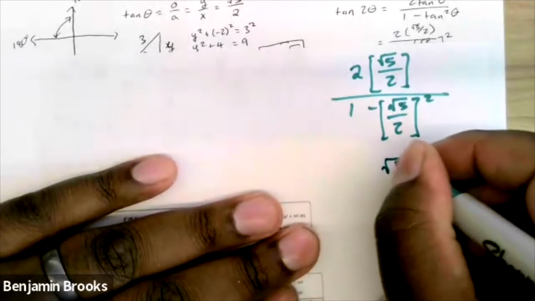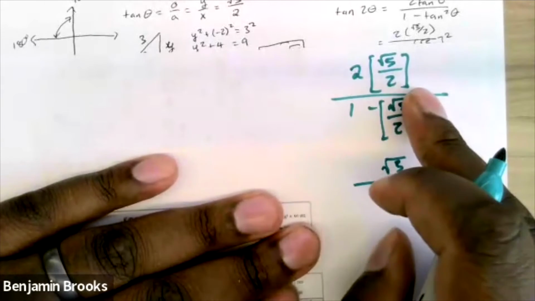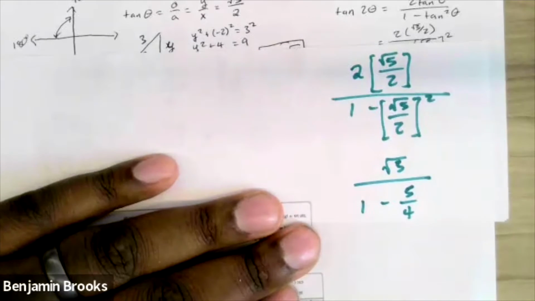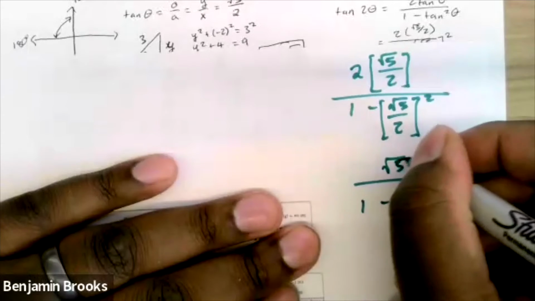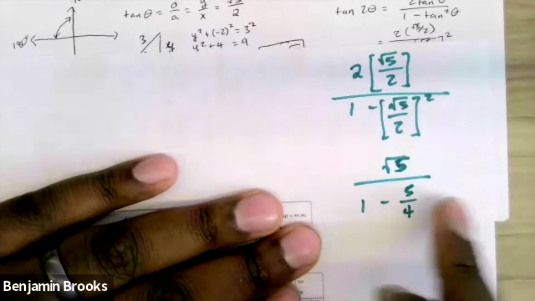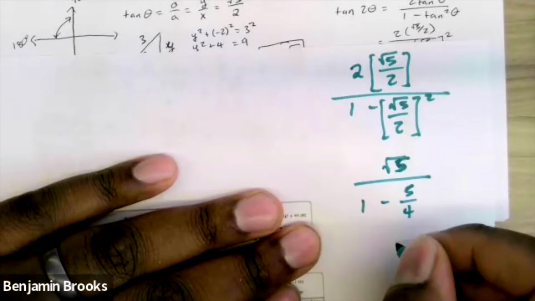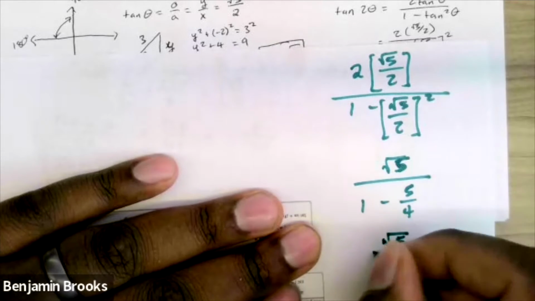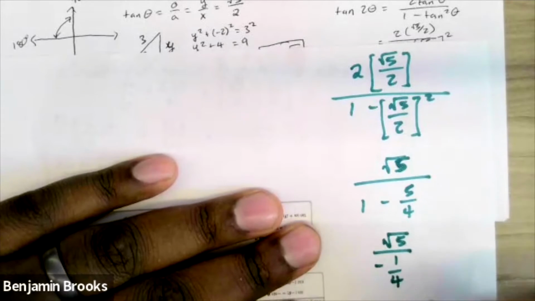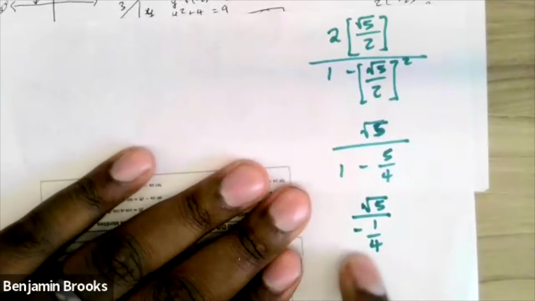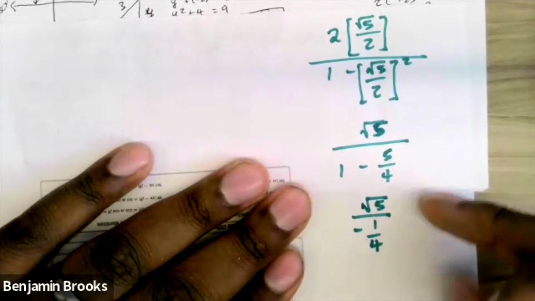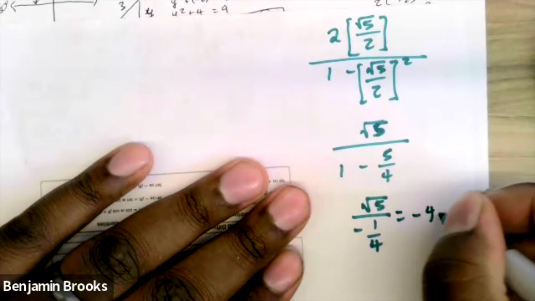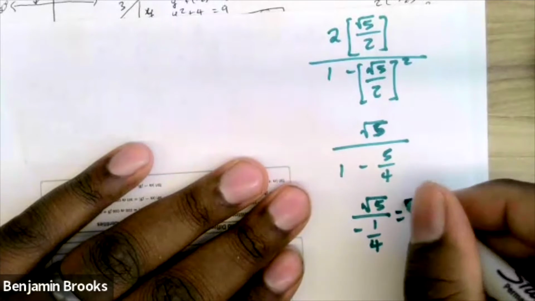You're just left with root 5 in the numerator. In the denominator, you got 5 over 4. So you have 1 minus 5 over 4. If you have 1 minus 5 over 4, that's going to be 4 over 4 minus 5 over 4, so negative 1/4. So you basically end up with square root of 5 over negative 1/4, which if you think about this for a second, you can realize that if you use keep, change, flip, you'll flip the denominator and you'll end up with negative 4 root 5.